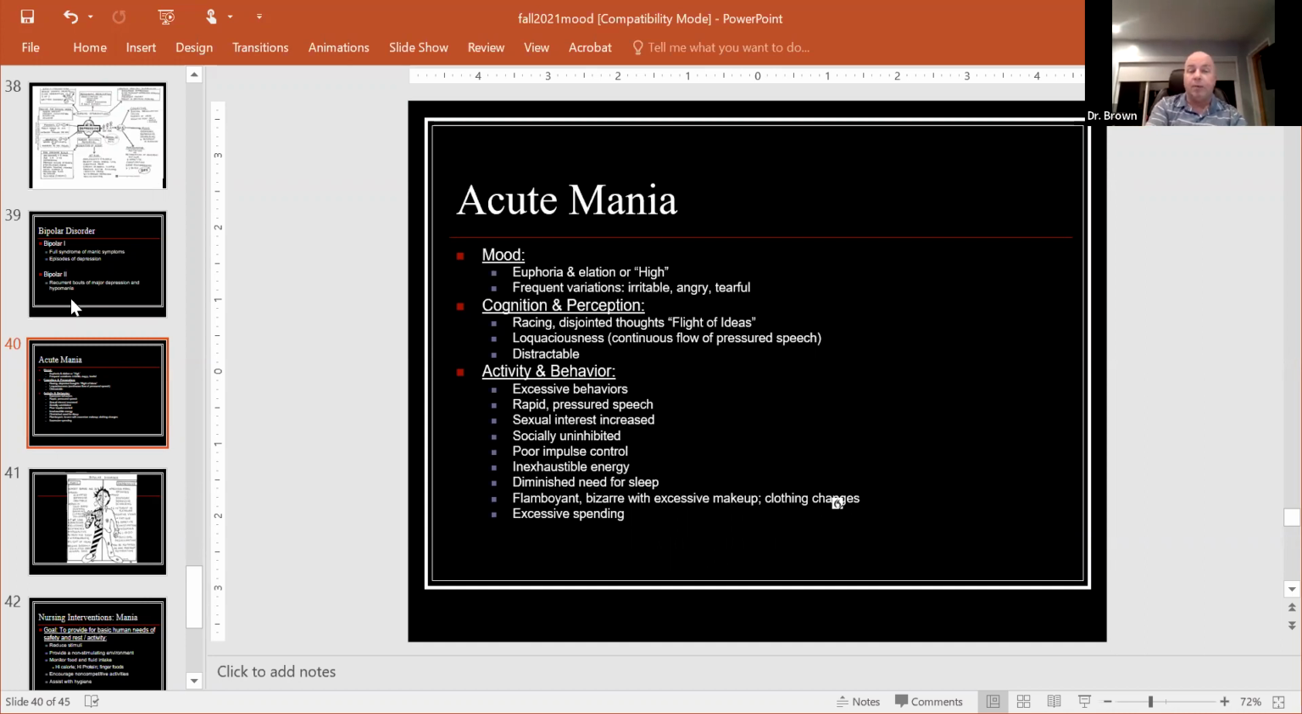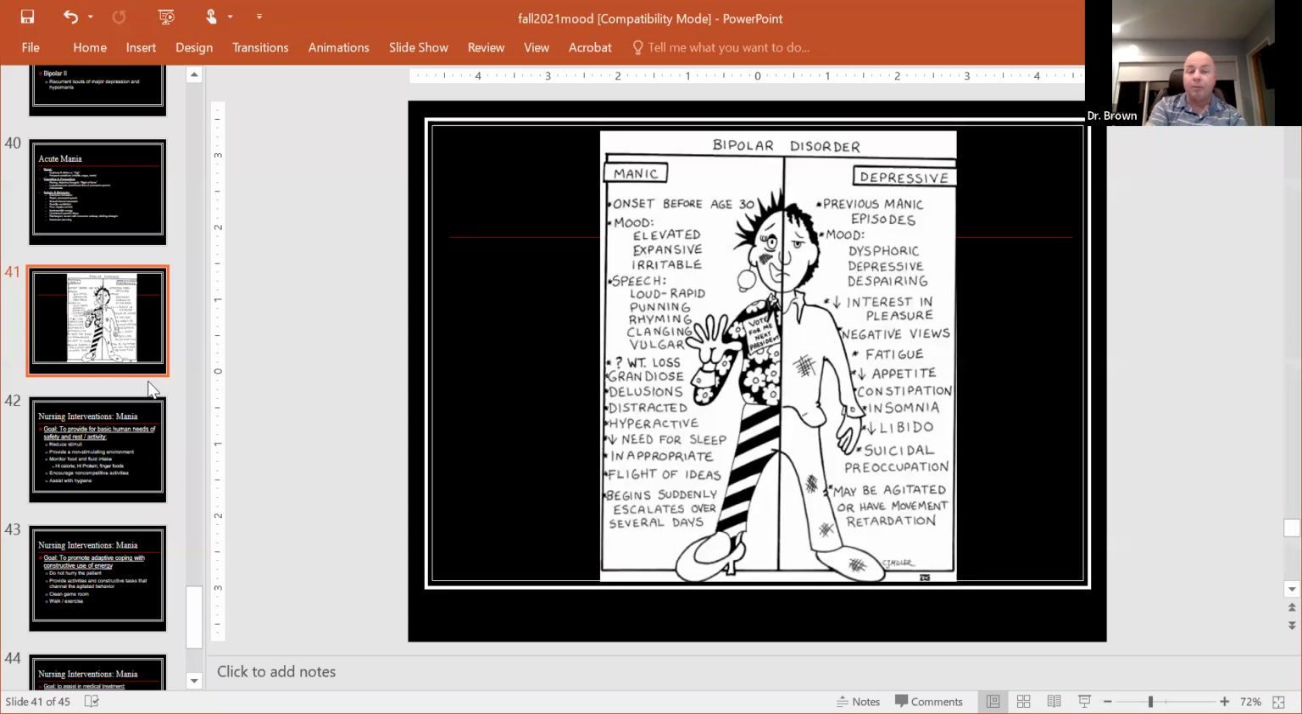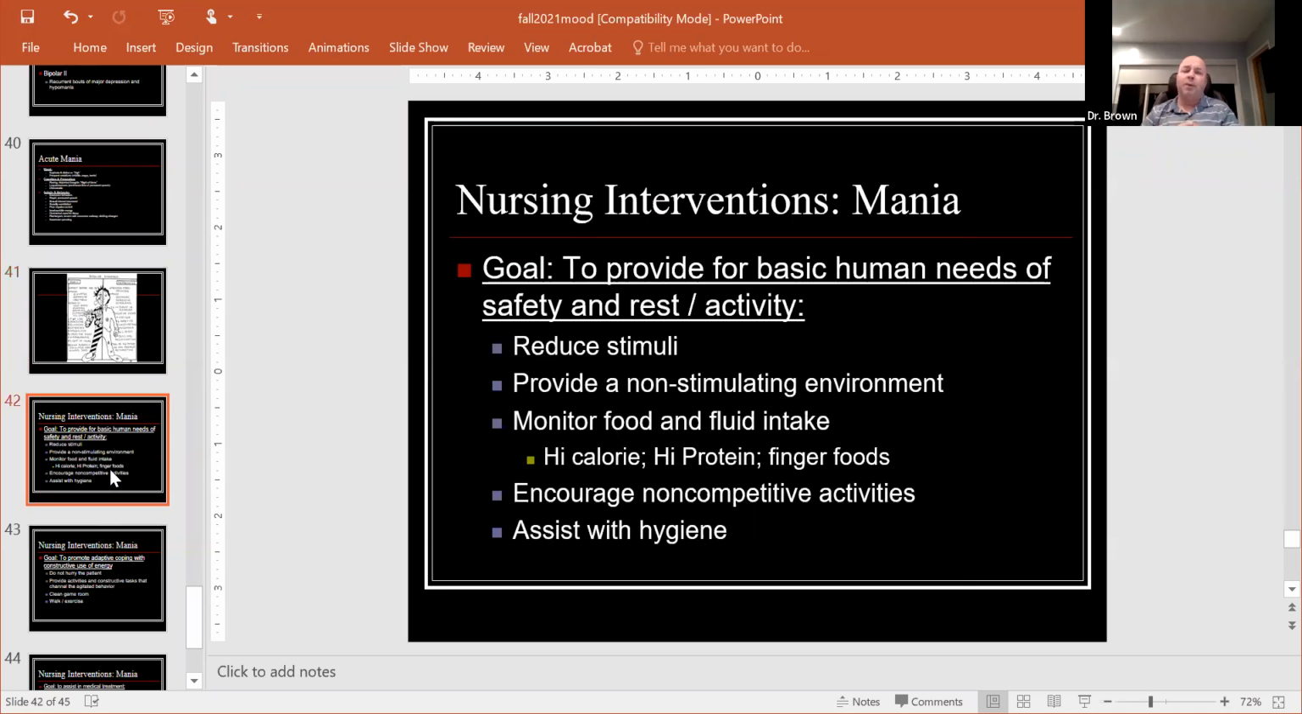And this is side when they're manic, they're up, and they're depressed, they're down. So what do you need to do? How do you deal with these patients? Okay. Reduce the stimuli, quiet room, maybe darken a little. High calories, high protein. Finger foods are good so they can pick them up and take them on the go.